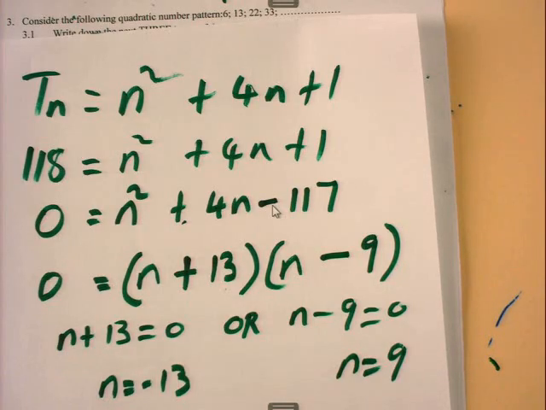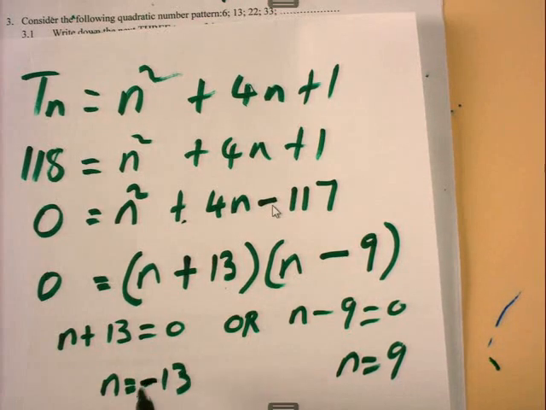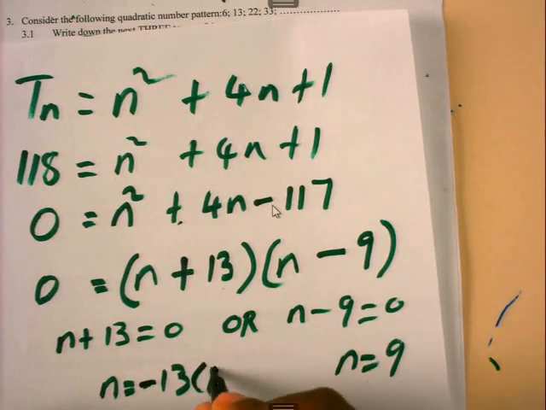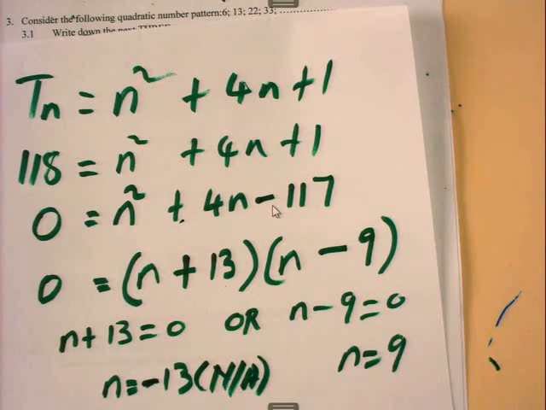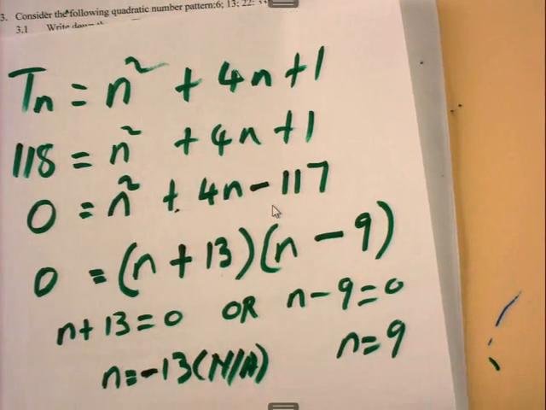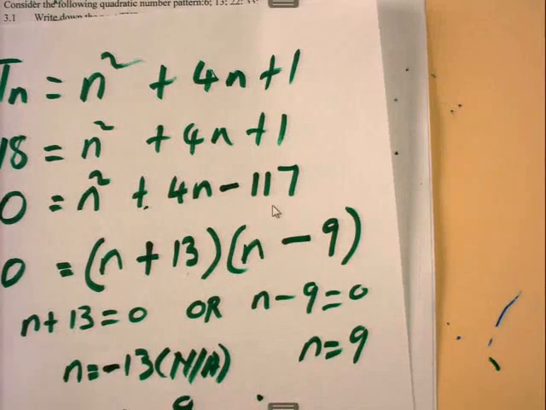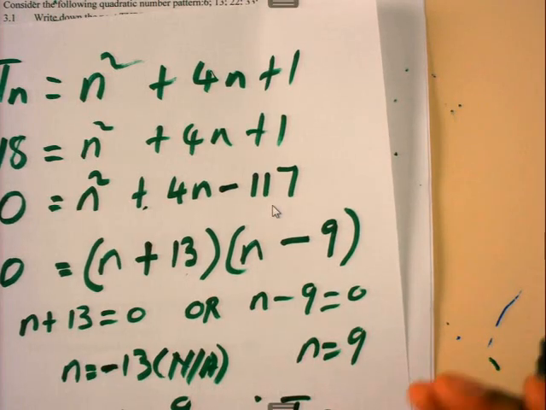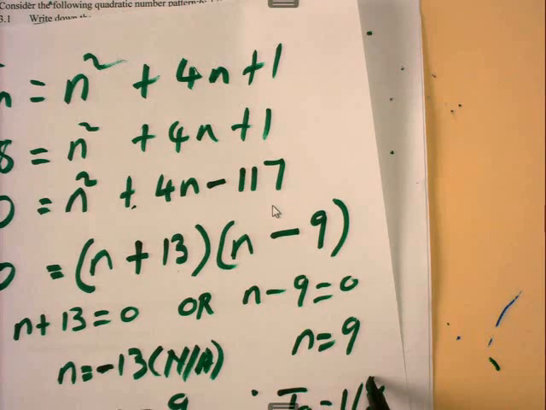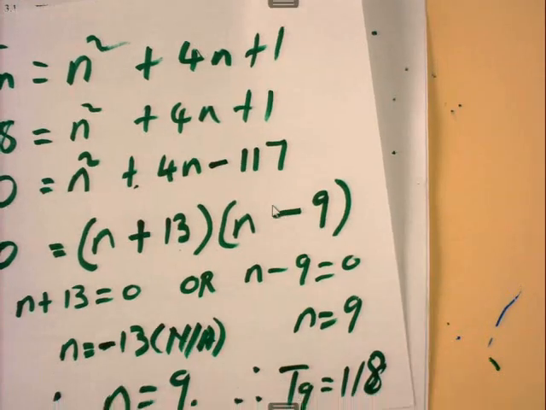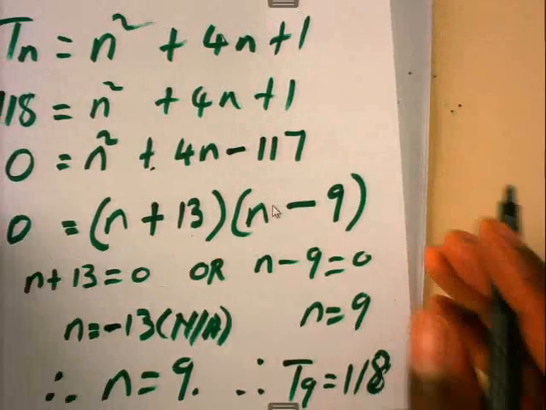As a result, this one, n equals negative 13, is not applicable. This one we need to cancel out. It's not applicable. Why? Because n represents the position of a term. So the position must definitely be a natural number. So the correct answer is n equals 9. What does that mean? It tells us that term number 9 is the one that is equal to 118.